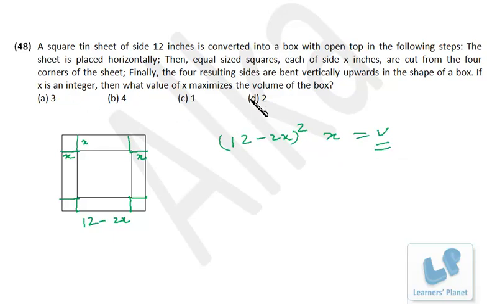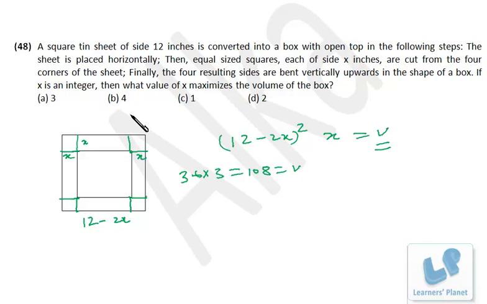Right, now we have the four options. What we can do is either put in the values of x, or go by the differentiation method. So probably in this case, putting in the values of x would be rather easier, right? Suppose we put x as 3. So 2 into 3 is 6, 12 minus 6 is 6, 6 squared is 36, into 3, that's 108, right?